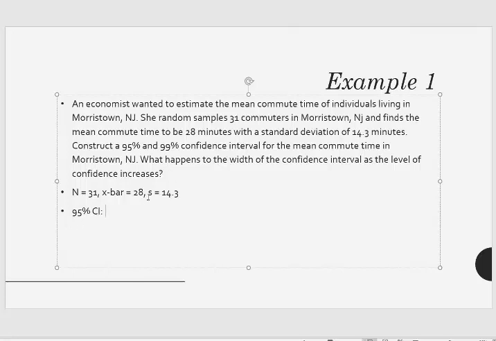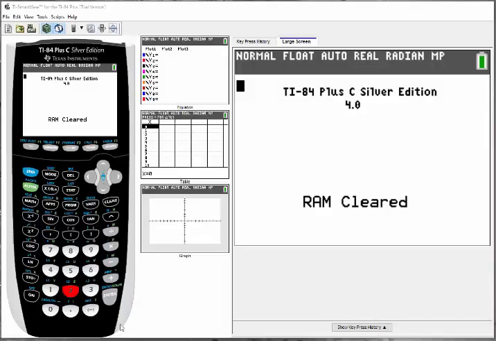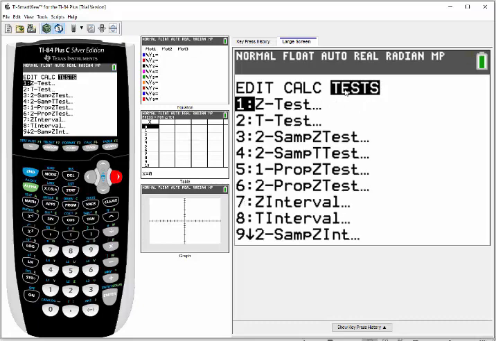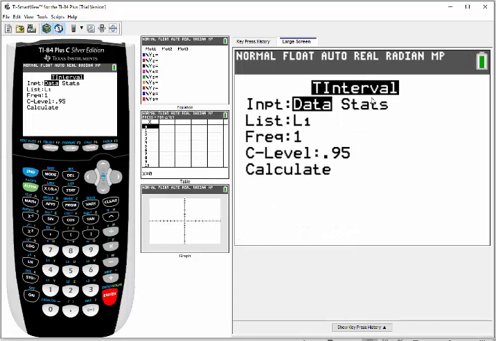So the good news is my trusty calculator will do this for me. Loading this up here, you're always going to start by hitting the stat button on your calculator. And what we want to do is go over to tests. Okay, and what we want is option number 8, the T interval. Remember, here I'm giving you the summary statistics. So I'm going to go over to stats, and I'm going to hit enter.